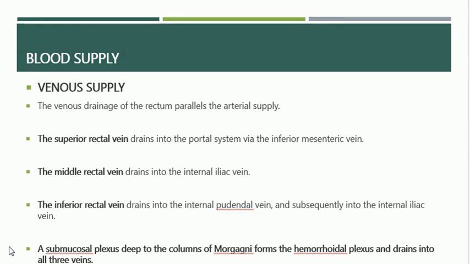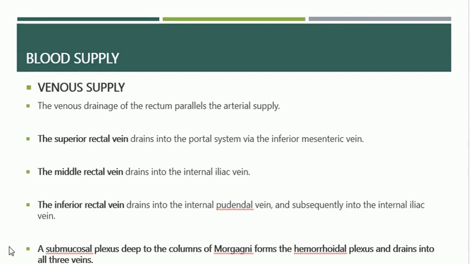Again, I repeat, this is very important. Main arterial supply of the rectum is by the superior rectal artery. Main venous drainage of the rectum is by the superior rectal vein, which drains into the portal venous system.